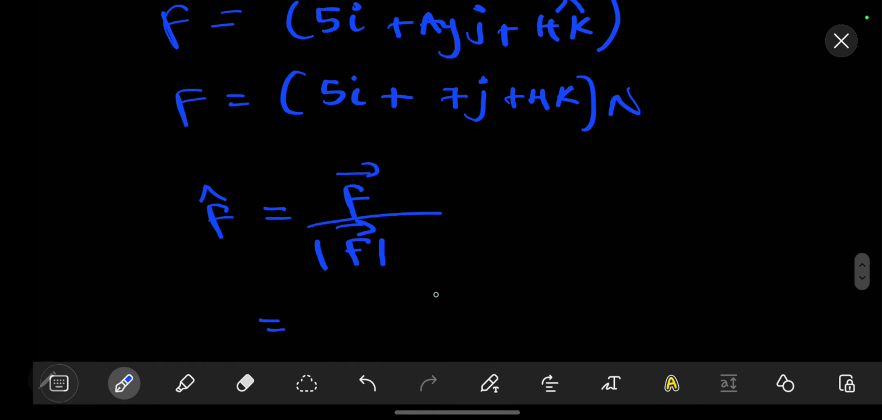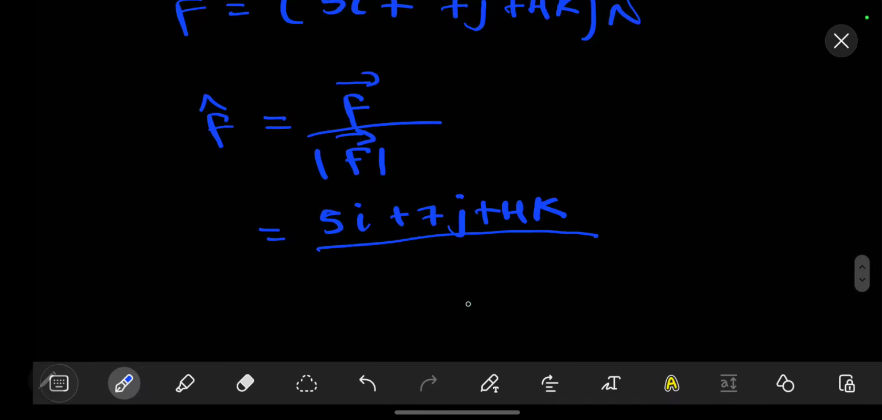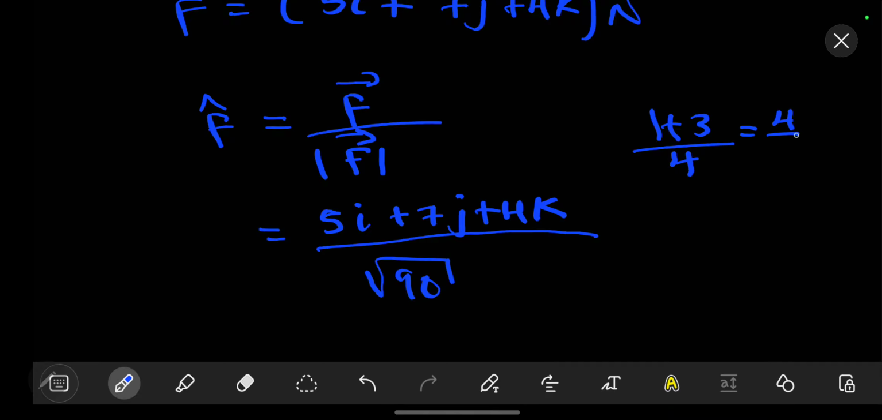All we have to do is just substitute. Where there is f, we just put the vector for f, which is 5i plus 7j plus 4k, over the square root of 90. Remember, you can just think of it as, let's say you have 1 plus 3 over 4. You will realize 1 plus 3 is equal to 4, but we have it over 4. 4 divided by 4 is equal to positive 1.